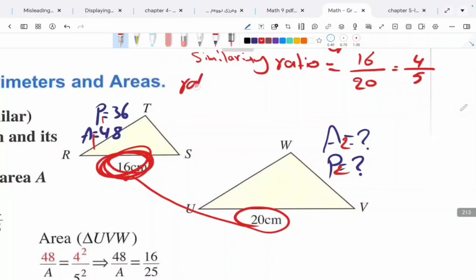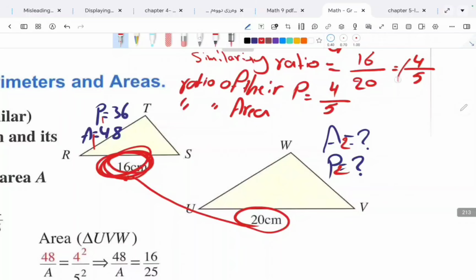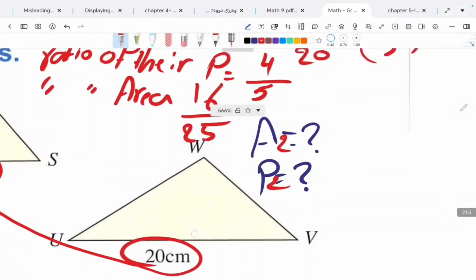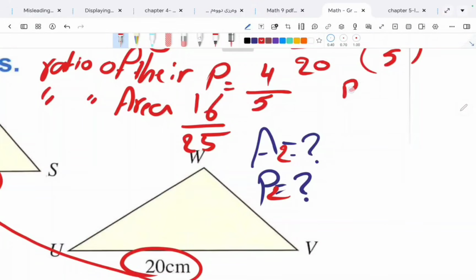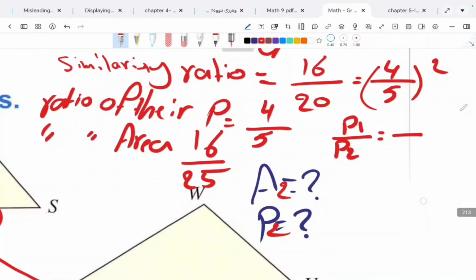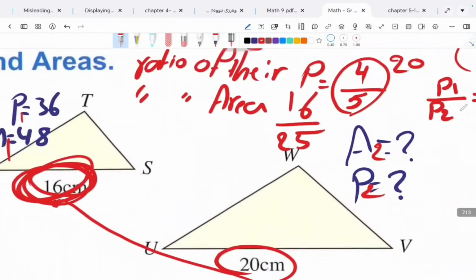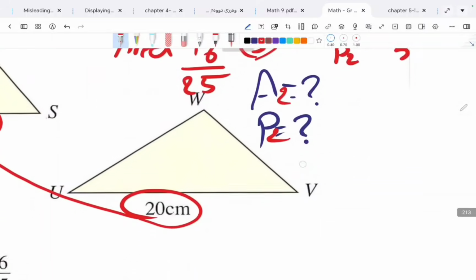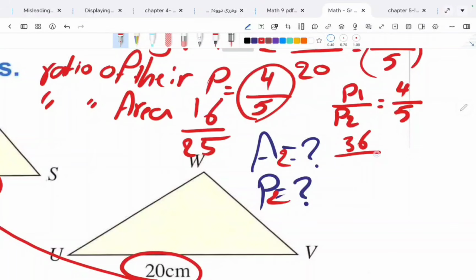Then the ratio of their perimeter is still the same, 4 out of 5. But for the ratio of area, power 2, it will be 16 out of 25. Then find P2. We will say P1 out of P2 equals the ratio of perimeter, which is 4 out of 5. Now solve it. P1 is given, which equals 36. So 36 out of P2 equals 4 out of 5.